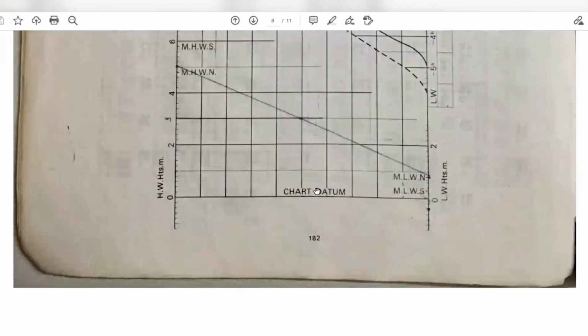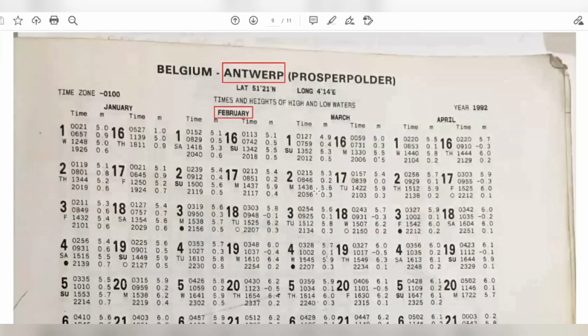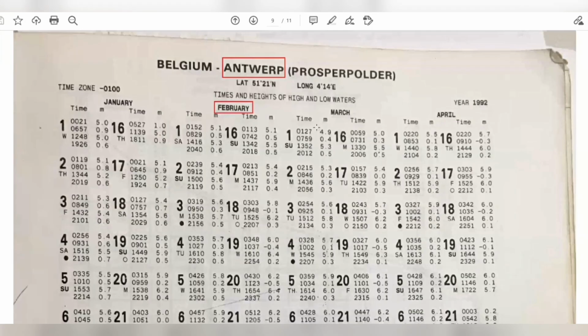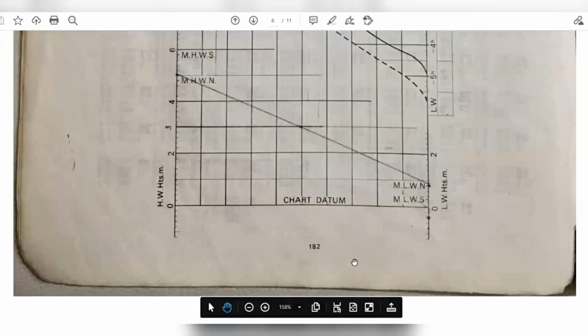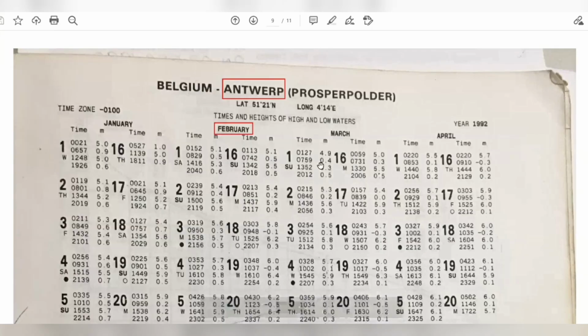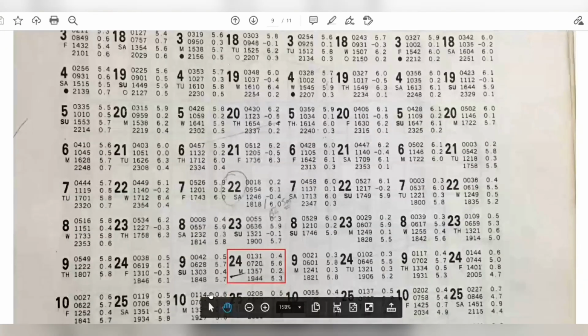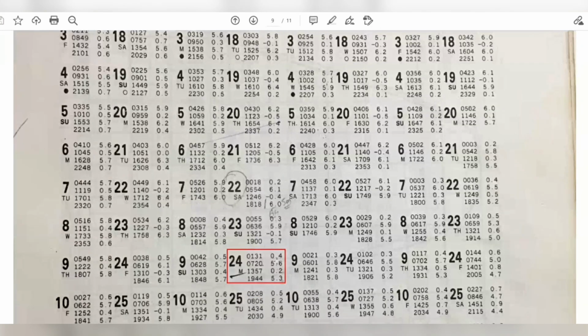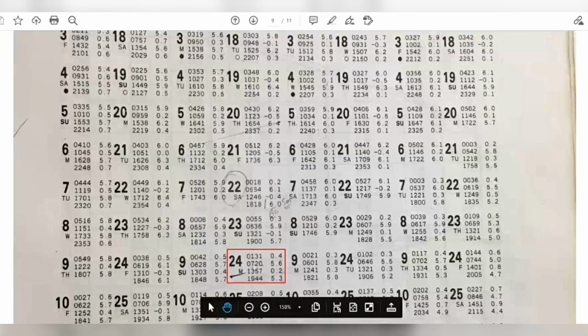And on the right side you will find this data. So come to this page on the right side. This page was 182, so this should be 183. Come to page 183, Antwerp, February, and 24th. So 24th February is Monday, and they have given the time of low water, height of low water, time of high water, height of high water. So low water, high water, low water, high water, time and height. Just write down this data on one side of the page.